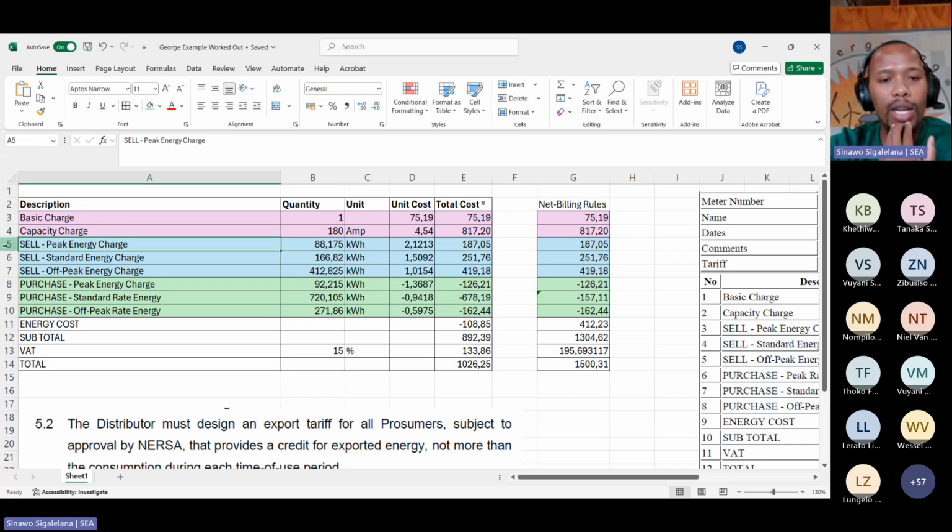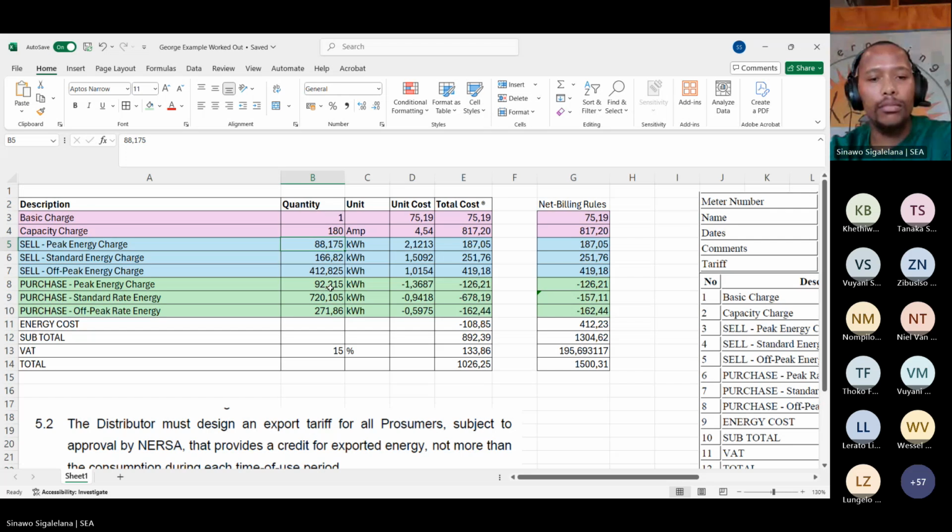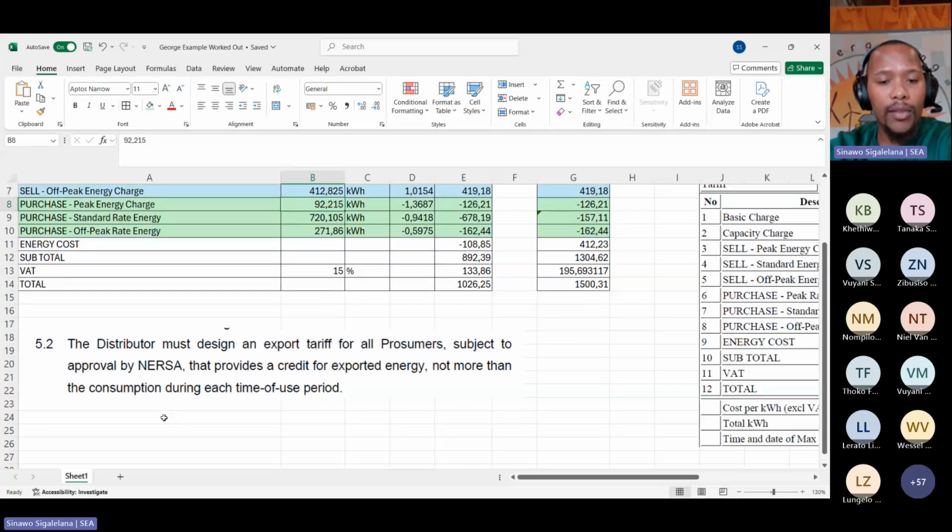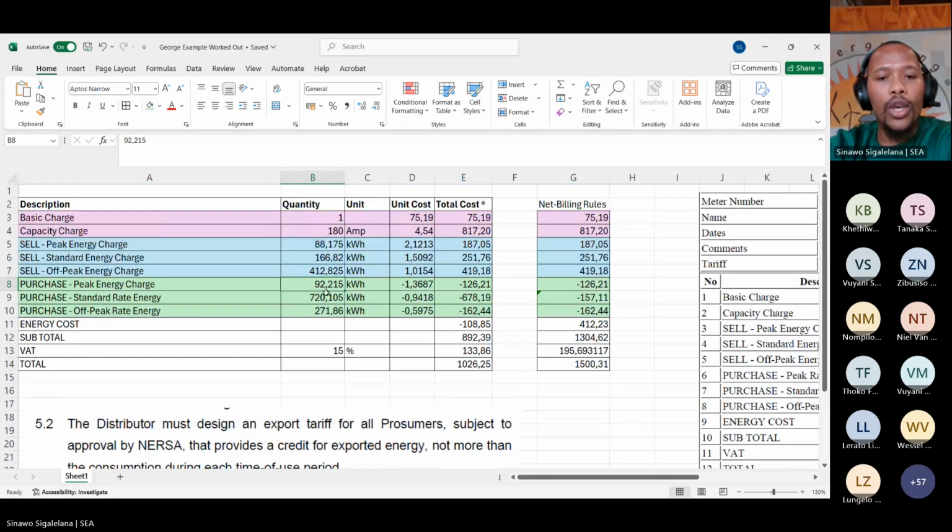You see this customer here, row number 5. They consume 88.175 kilowatt hours, right? And then they sell back how many? They sell back 92.215, colleagues. So according to our rules, the ones that I've interpreted here below, this credit, this unit cost here, can only apply to not more than 88.175. It shouldn't apply to the entire 92.215, right?